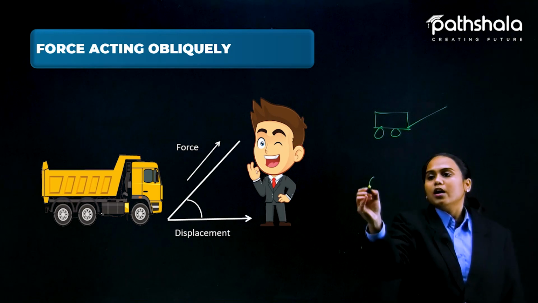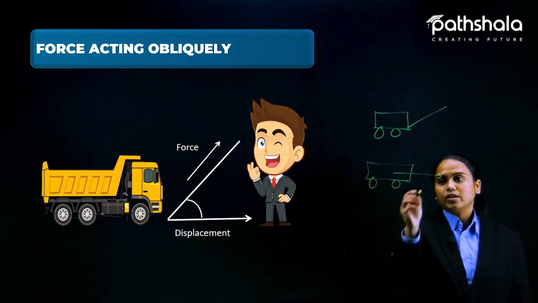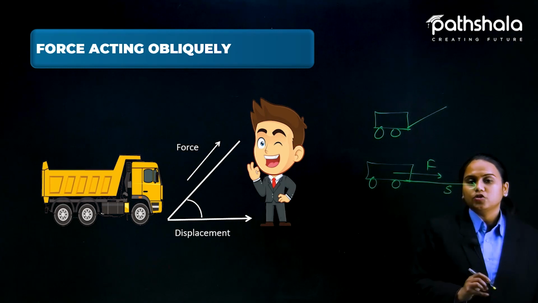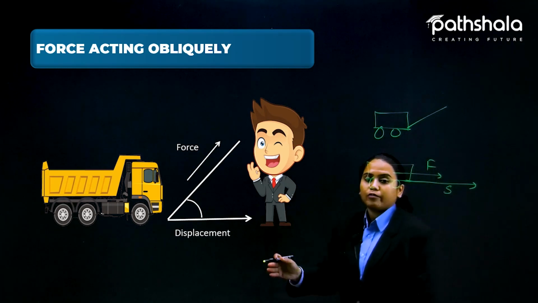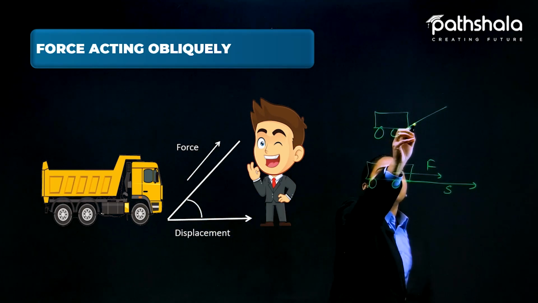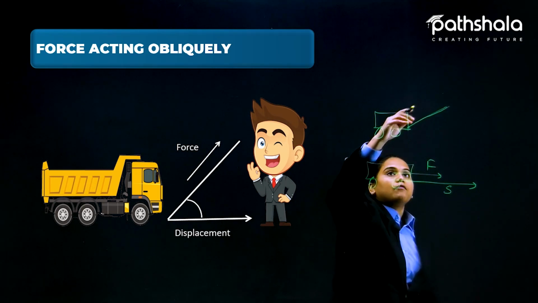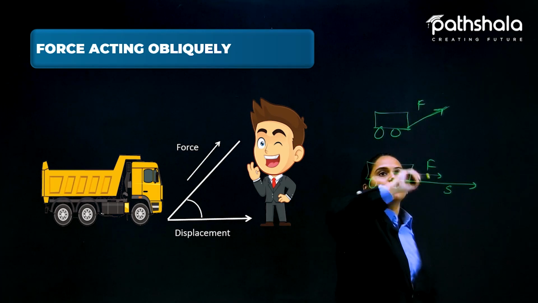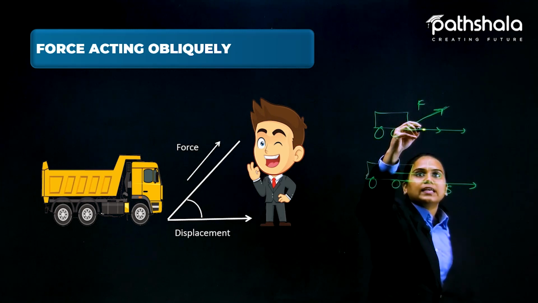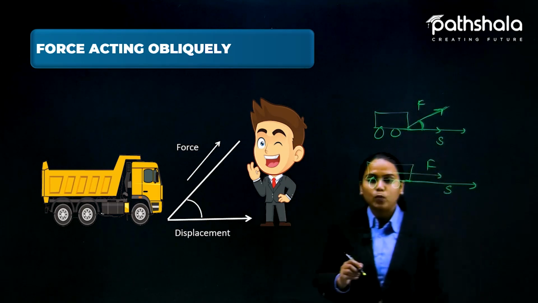Earlier we were talking about force and displacement in the same direction. Like force is applied here and the displacement will be in this direction only. But what if the force is applied at some angle? Like it has been dragged in this direction. The force is in this direction, but the vehicle is moving in a straight direction. So we can say that the force and the distance here make some angle between them.